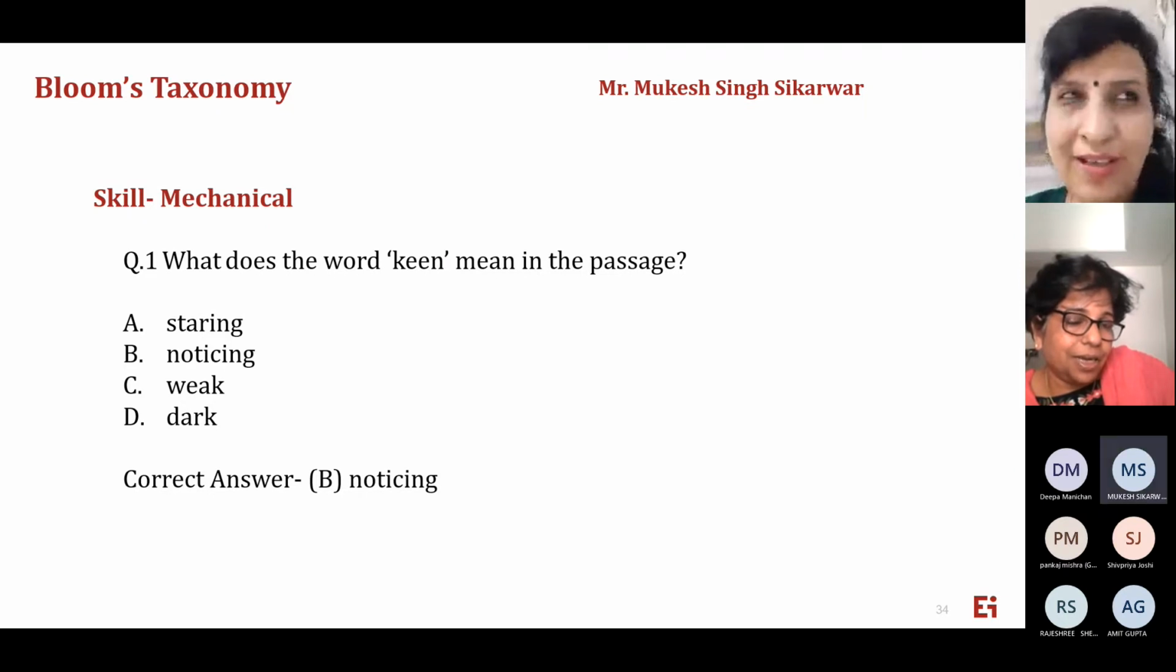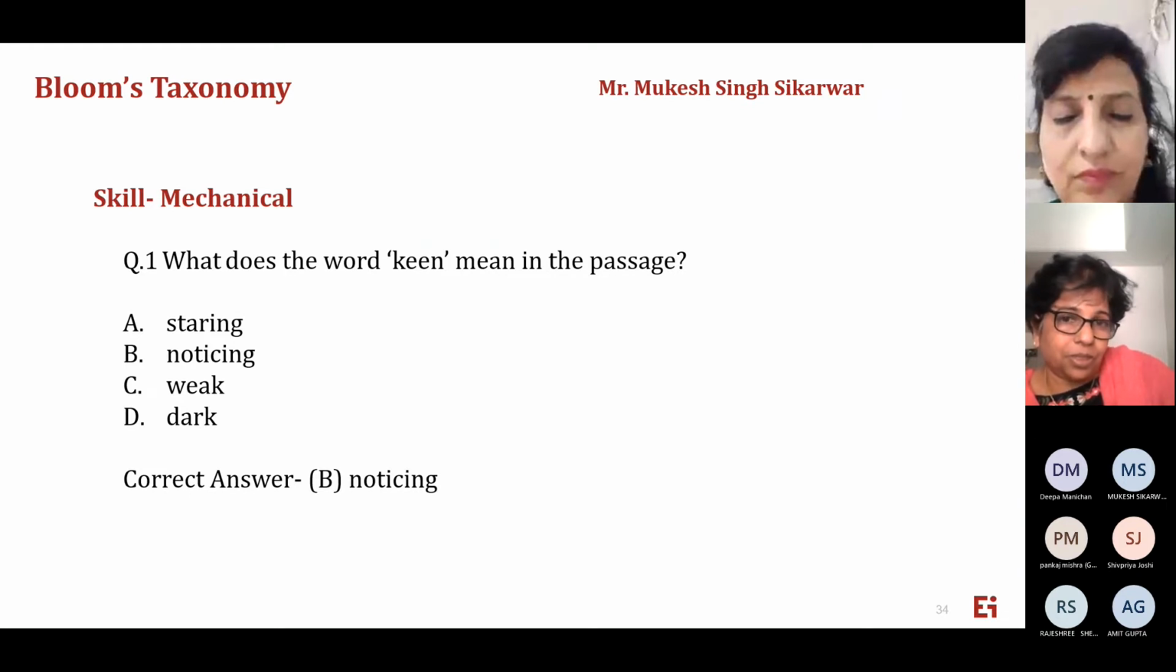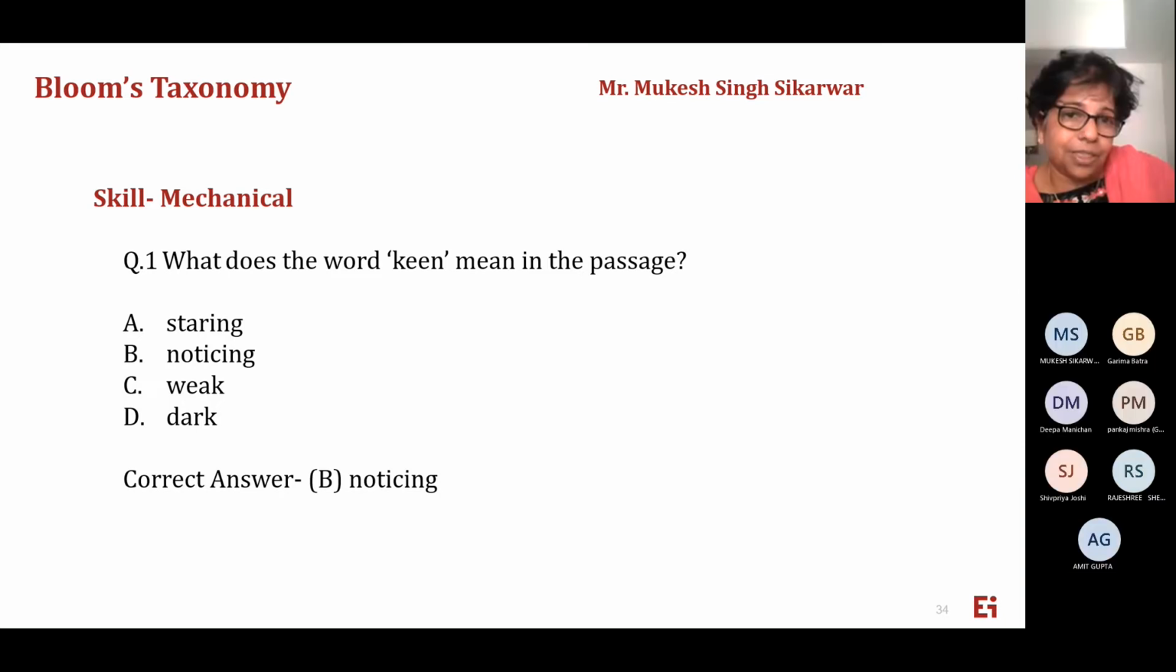Absolutely, ma'am. But Mukesh sir, my issue would be that this can be asked as a standalone question, right? And not be tied to a passage. So if you are using it as a passage question, don't you think it would be better to have wrong options that use other meanings of keen?